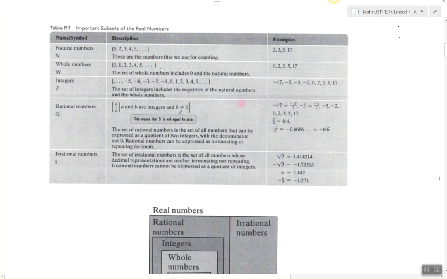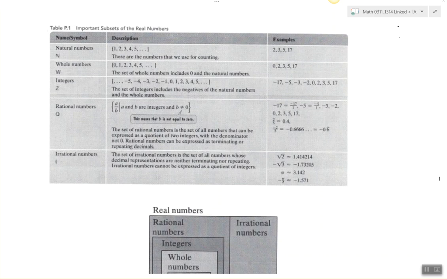The next set of numbers is the whole numbers. The whole numbers, and this is the way I remember it as a youngster, is that the whole numbers contain the whole. But what it really is that you add the concept of 0 to the natural numbers, and that builds the whole numbers. Then we look at the integers. The integers are the positive and negative values.